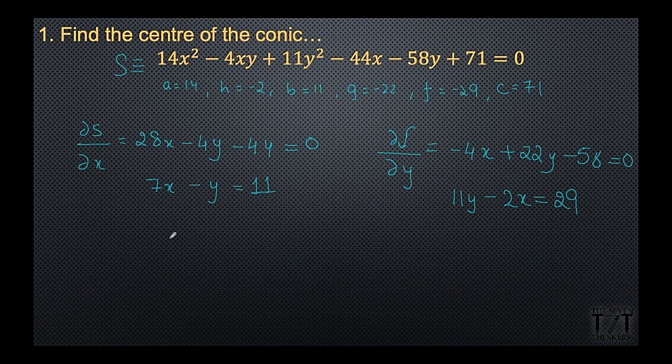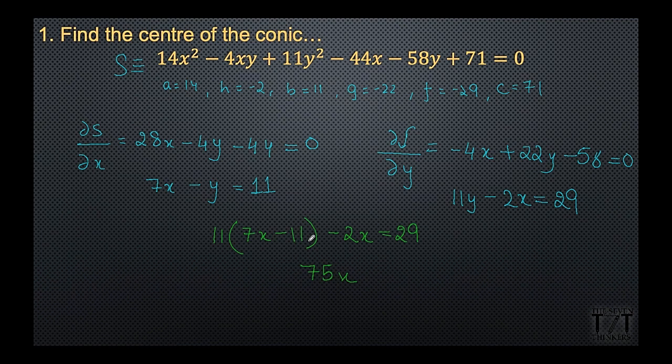So easily we can substitute the value of y from here, that is 7x minus 11, in this equation. So 11 times 7x minus 11 minus 2x is equal to 29. So 77x minus 2x will be equal to 75x.